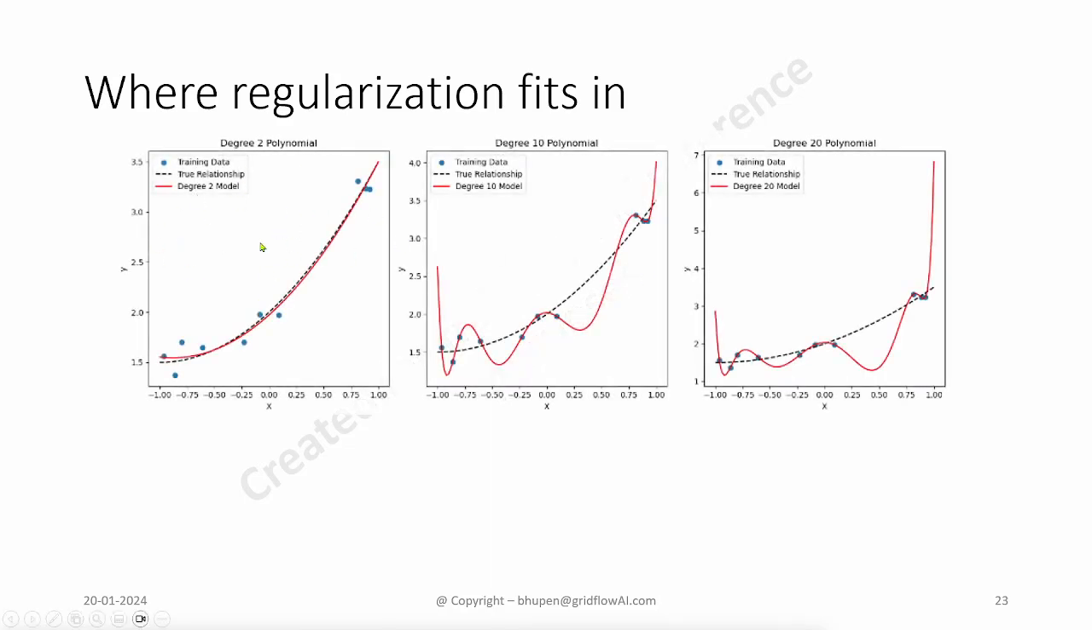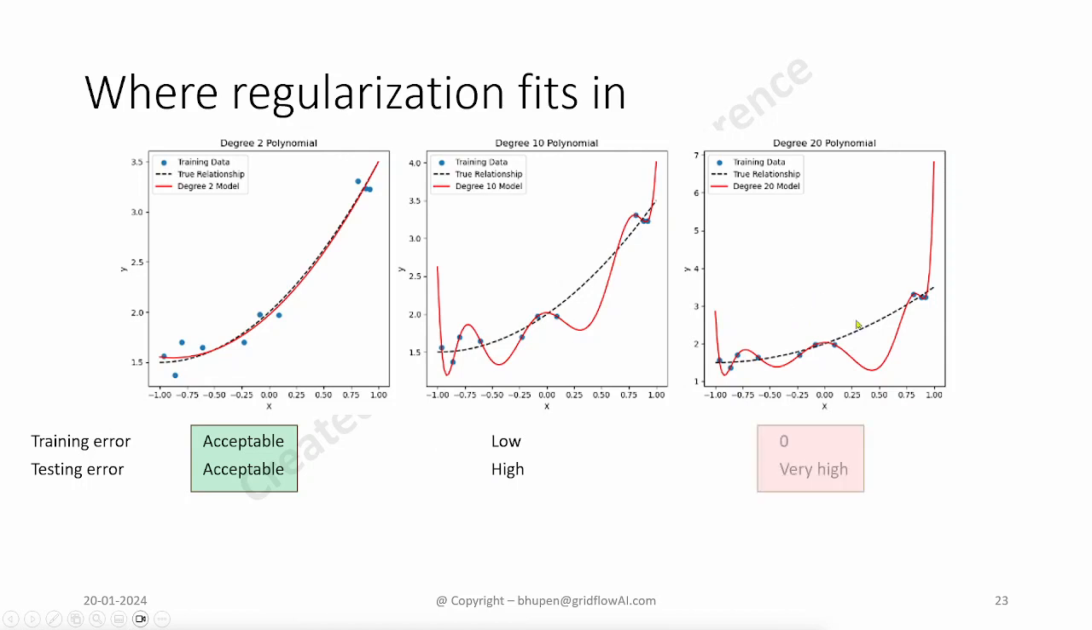For example, you have the models, trained with polynomial of degree 2 and degree 10 and 20. And you have training error and testing error, these two measures. Since this one is kind of generalized model, the error is acceptable, both training and testing error. But this one is overfitted, and the training error is low in this case, whereas the testing error would be high because it is overfitted model, and this is severely overfitted.